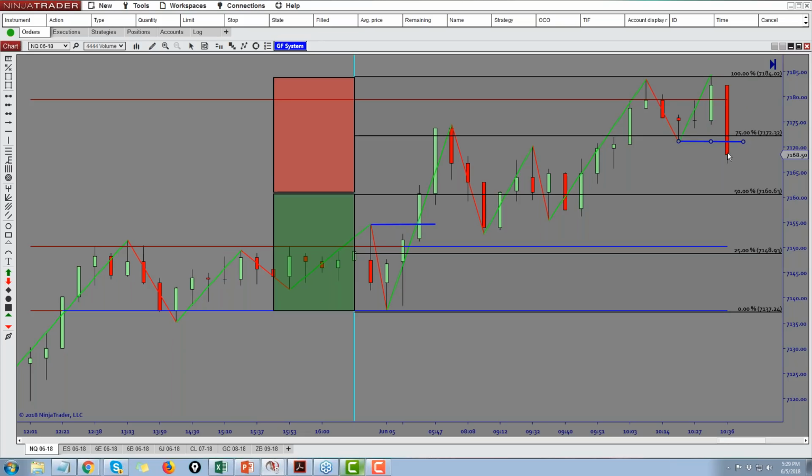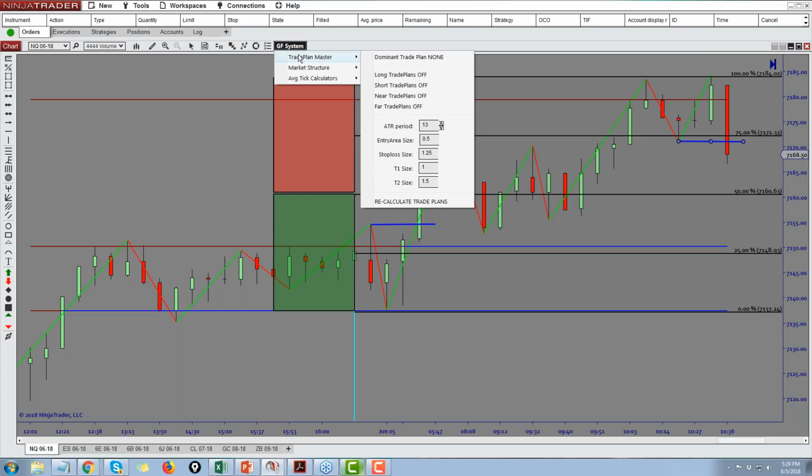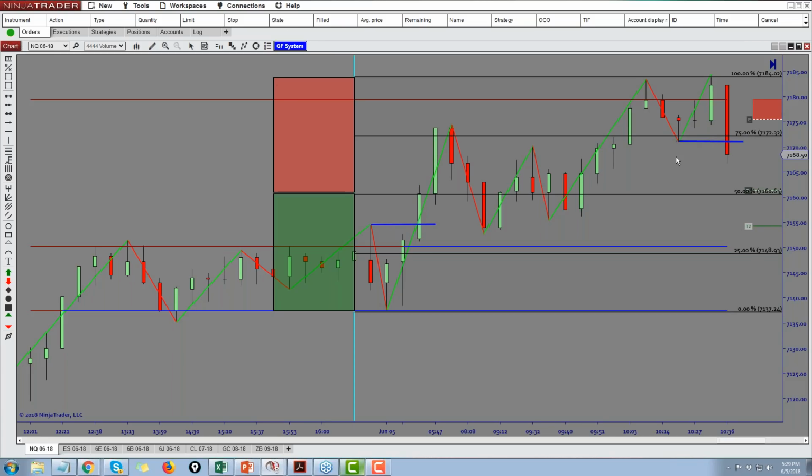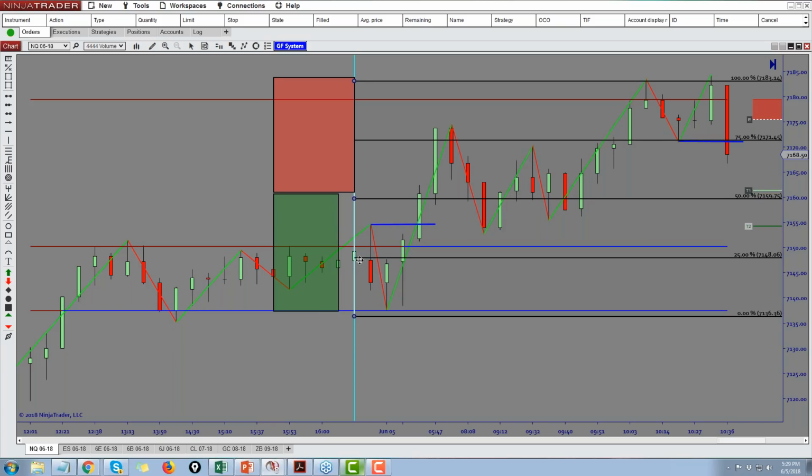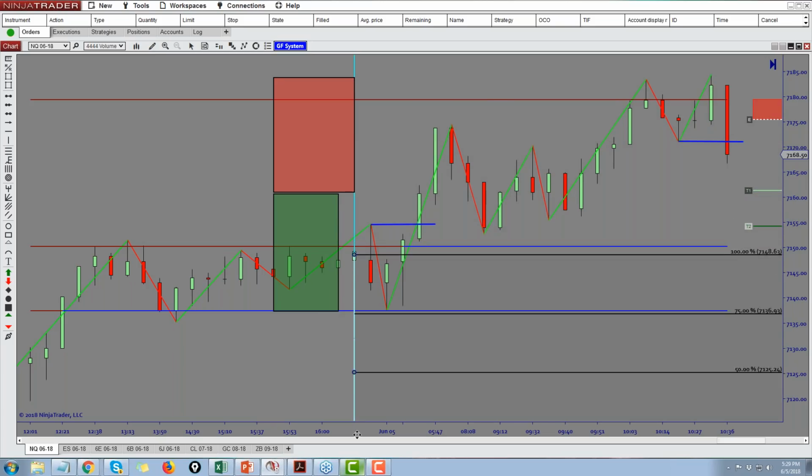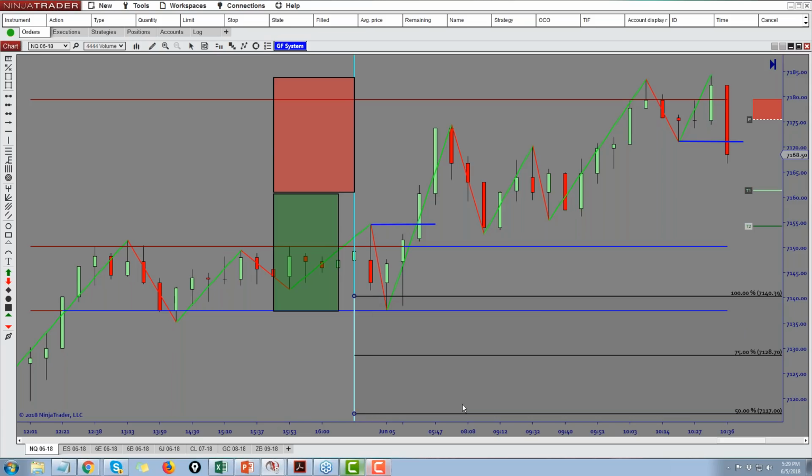If this was right now, what I would do, I would turn my trade plan master on. I would turn my shorts and I would look at turning my short on and near on right here. Boom. Now I'm going to move this out of the way here for a second, so I don't confuse the viewpoint.